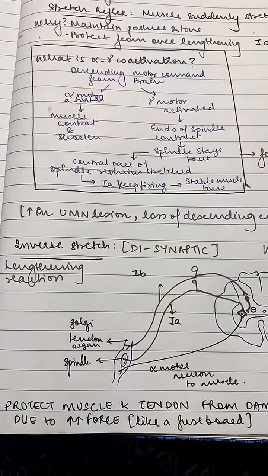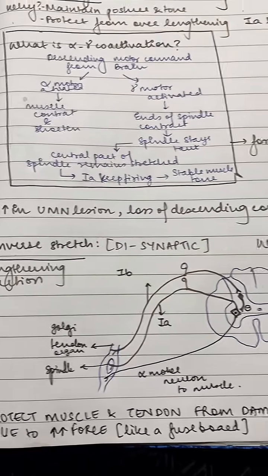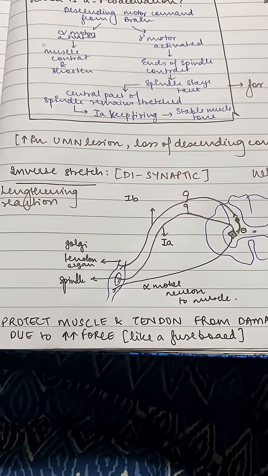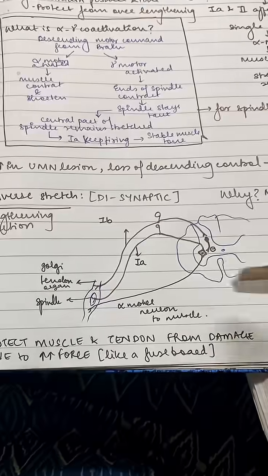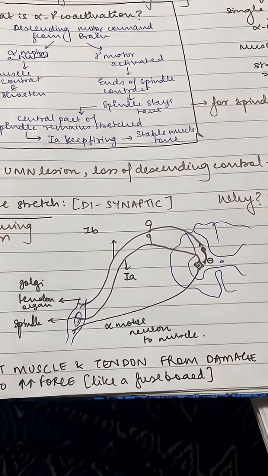Moving on to inverse stretch reflex, it has two synapses, unlike this one, which only has one. This is a lengthening reaction, and why do you need this? You need this to protect the muscle and tendon from damage due to increased force. So when there's too much force, this acts like a fuse board and cuts off the current.